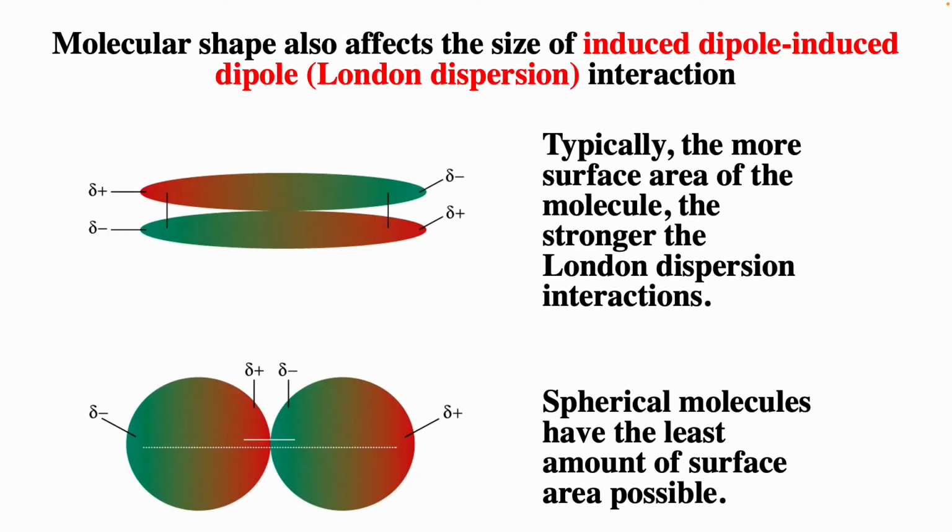Now, so the most important consideration for London dispersion is the molar mass. The more massive, the easier to polarize, the stronger the London dispersion. A secondary consideration is actually the shape of the molecule. And so you can imagine that if you have more surface area of the molecule, there's more area for the two molecules to interact, and that will give you a slightly stronger London dispersion interaction. If you have less surface area of interaction, then it's going to be a little bit weaker London dispersion.